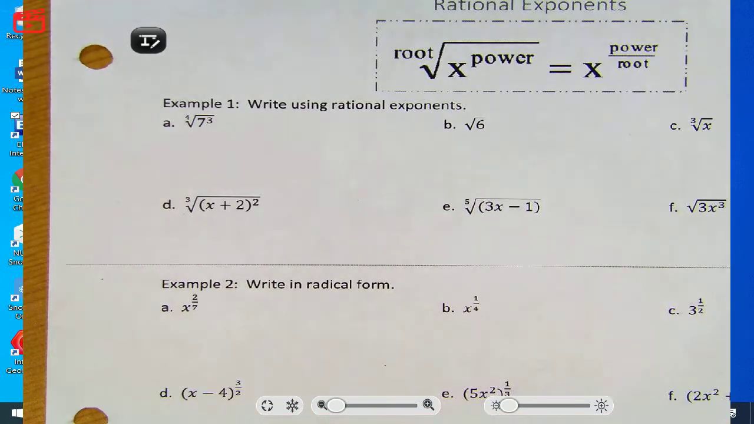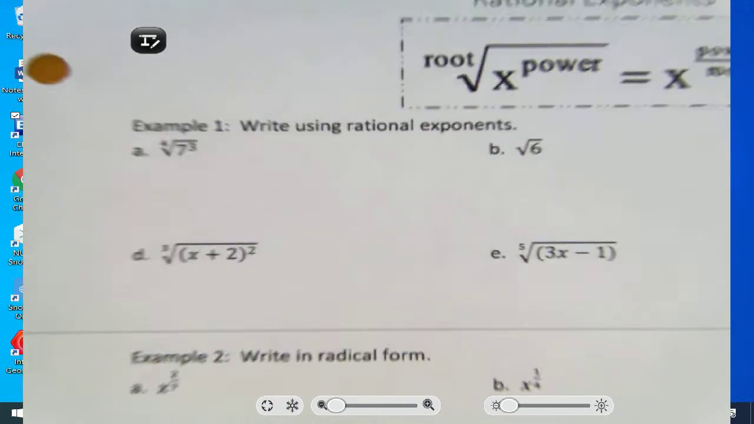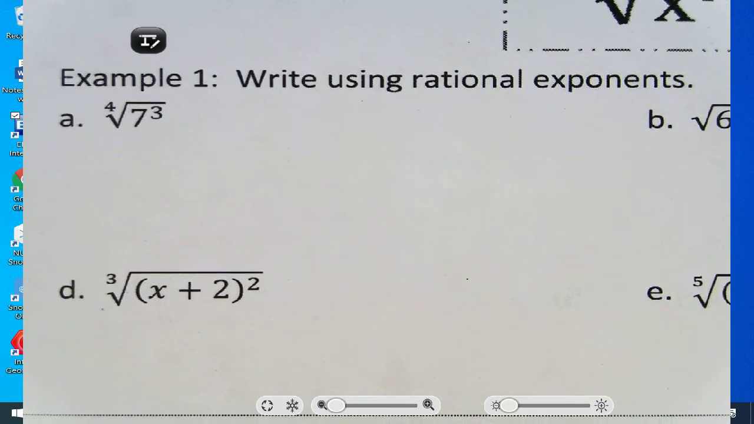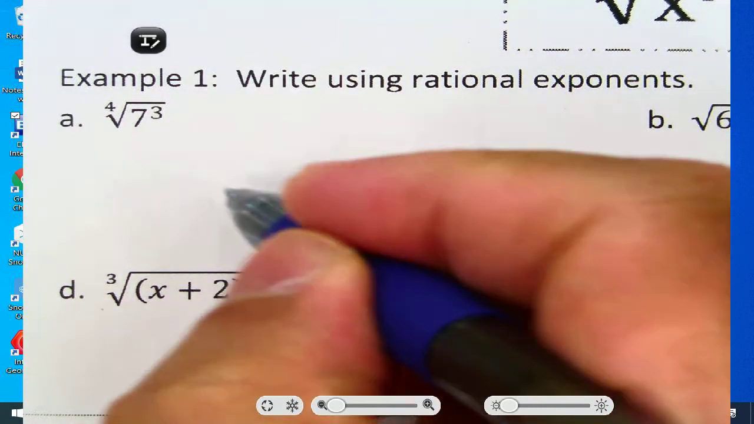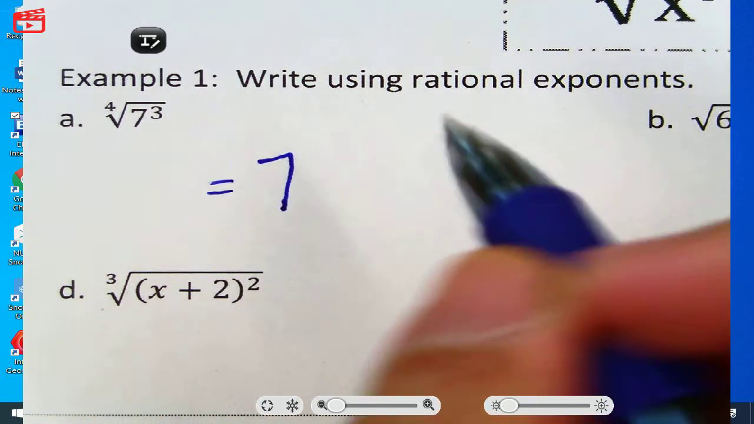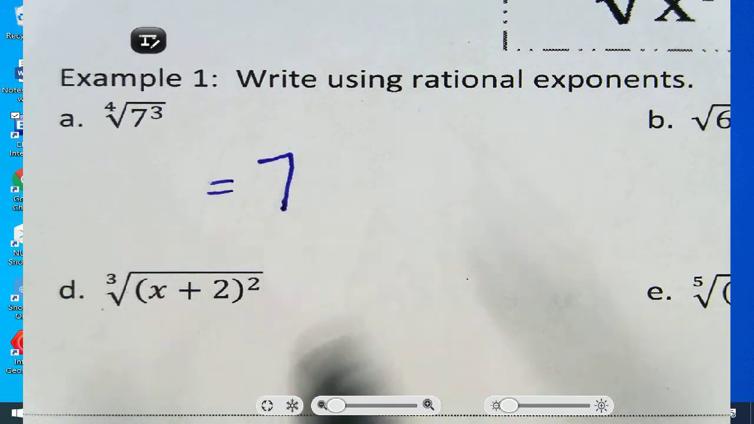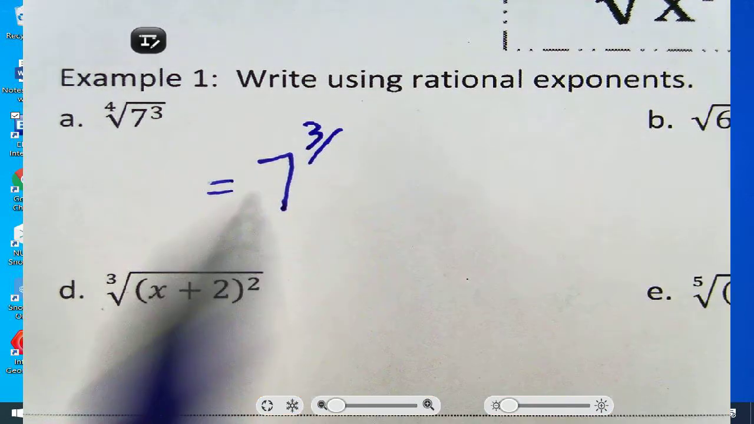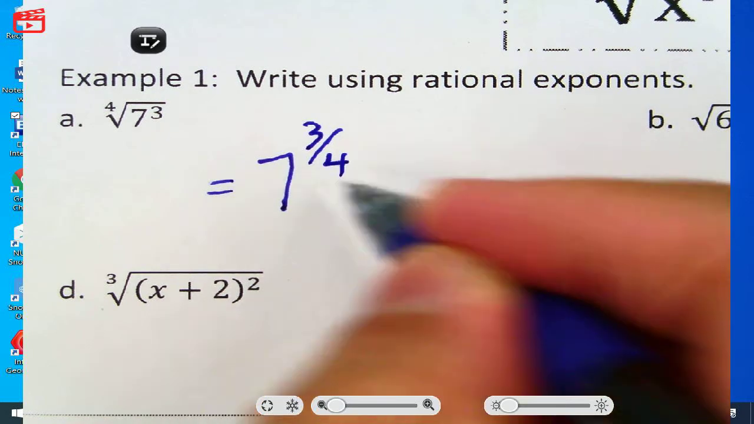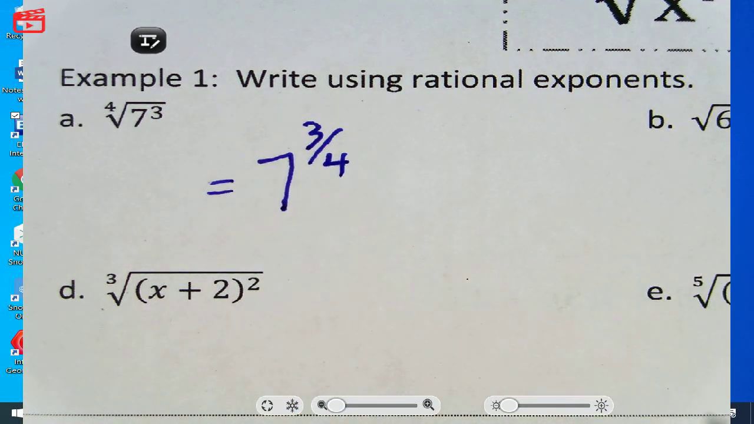Alright, so let's zoom in on the first problem. Okay, so what we're going to do is rewrite this fourth root as a rational exponent. You're going to put the regular exponent in the numerator and the root in the denominator. And that's it. So when I ask you to write using rational exponents, that's all I am asking for. I am not asking you to do any calculations.